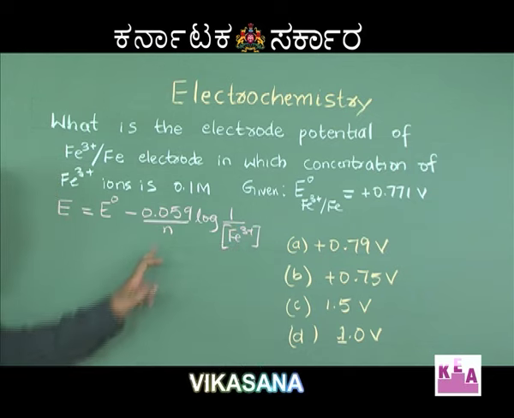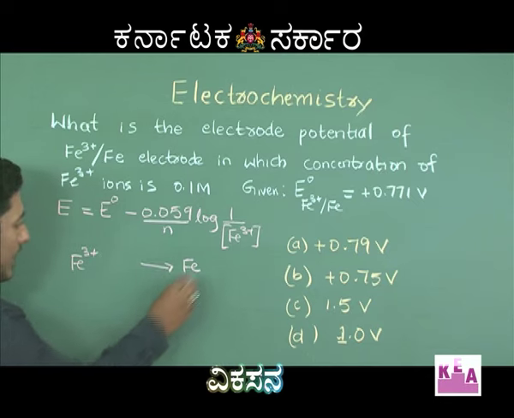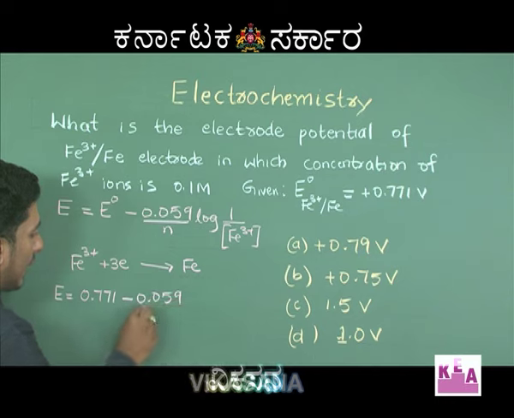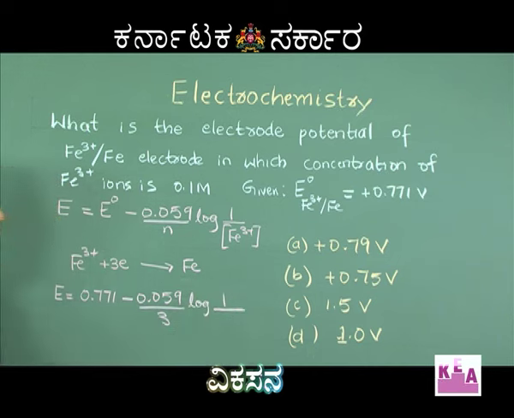In this equation, the value of n is equal to 3 because Fe3+ gets reduced to Fe. For reduction of Fe3+ to Fe, we require 3 electrons, and in this case n is equal to 3. Hence the electrode potential is equal to the standard electrode potential, the value given as 0.771, minus 0.059 divided by 3 into log of 1 divided by the concentration of the ions.